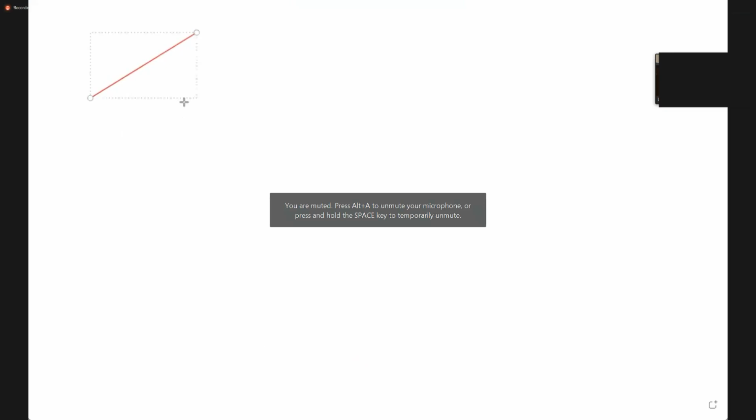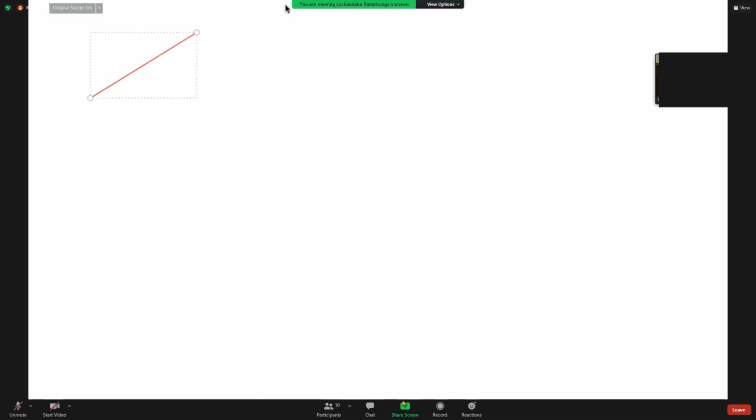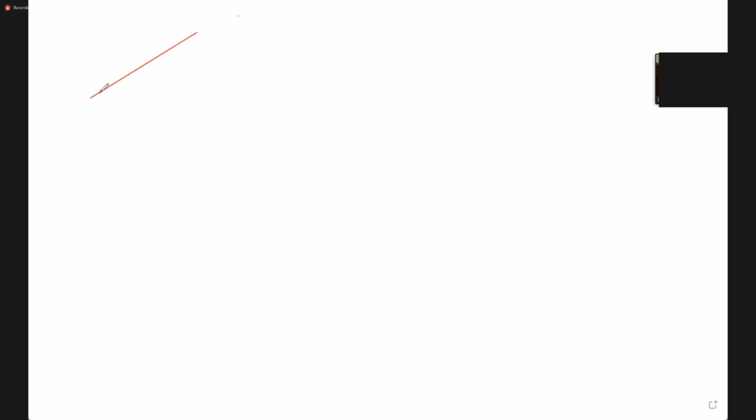Now the line, it should go through the starting point and ending point. Now let me see what is the starting point and what is the ending point. Assume that this is the starting point. And this is the ending point. If you have given the starting point and ending point, you should be able to draw a line.